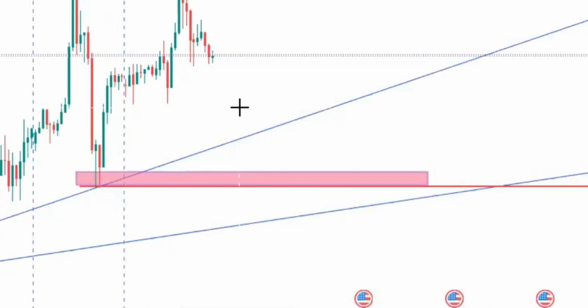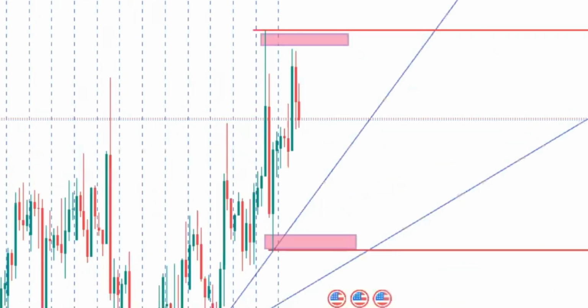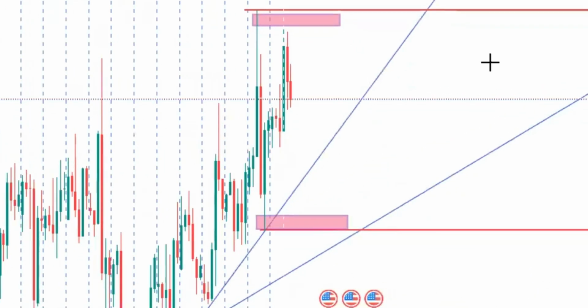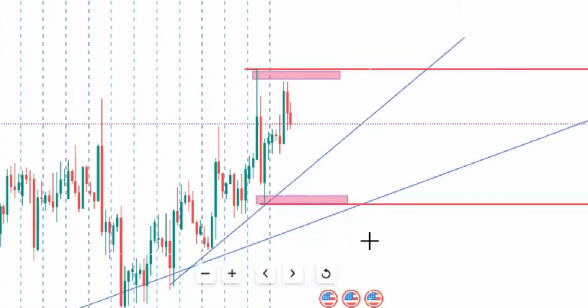Please note this. However, if the market breaks on this zone, this high, we are continuing to the upside. Judging from even the 4 hour time frame, it is seen clearly.